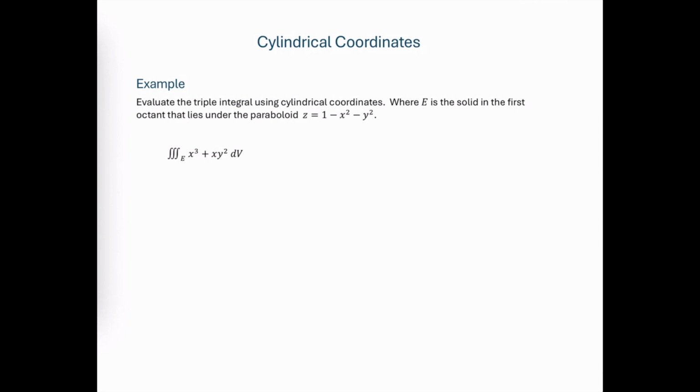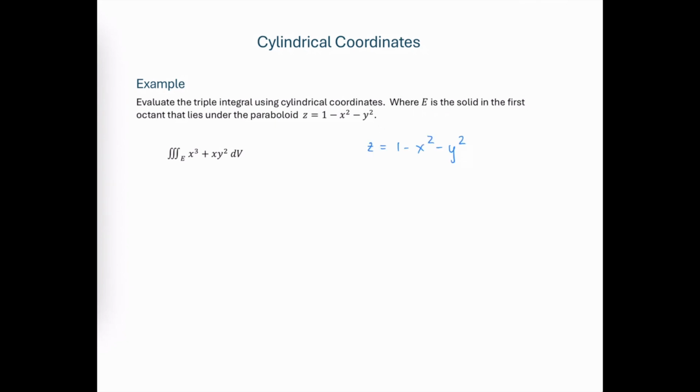Evaluate the triple integral using cylindrical coordinates. And we're integrating over E, which is the solid domain region under the paraboloid z is equal to 1 minus x squared minus y squared. The first thing that we want to do is to graph this domain region.